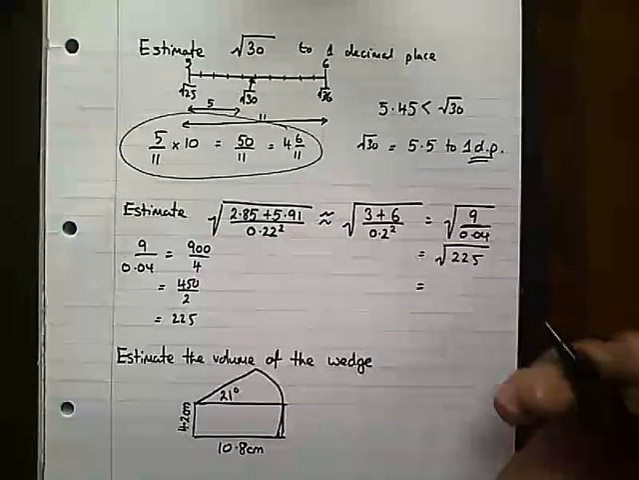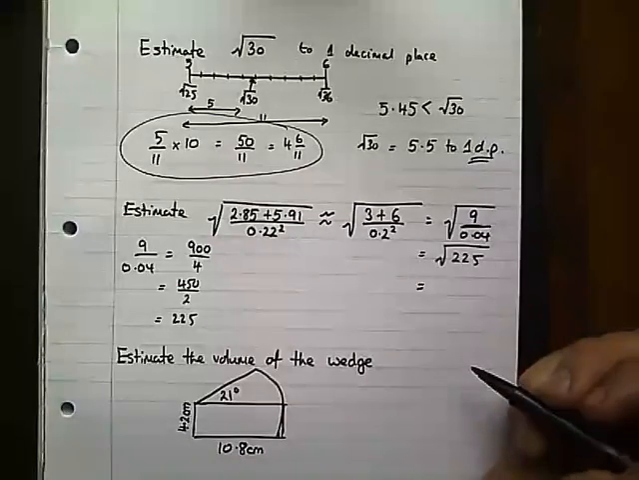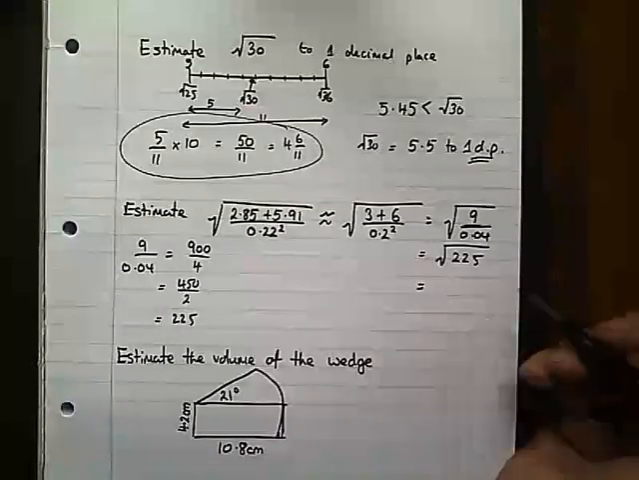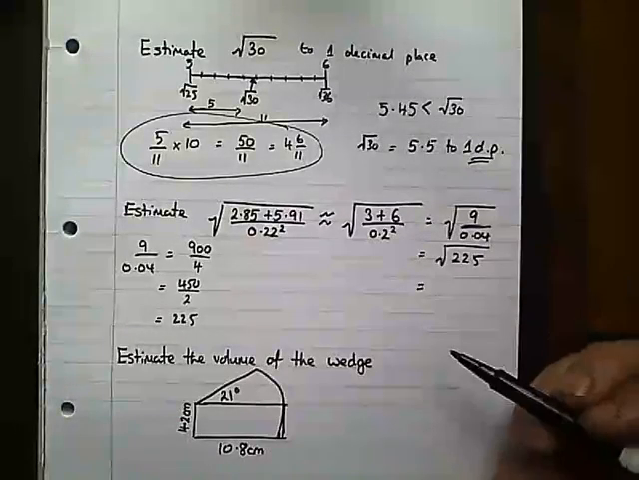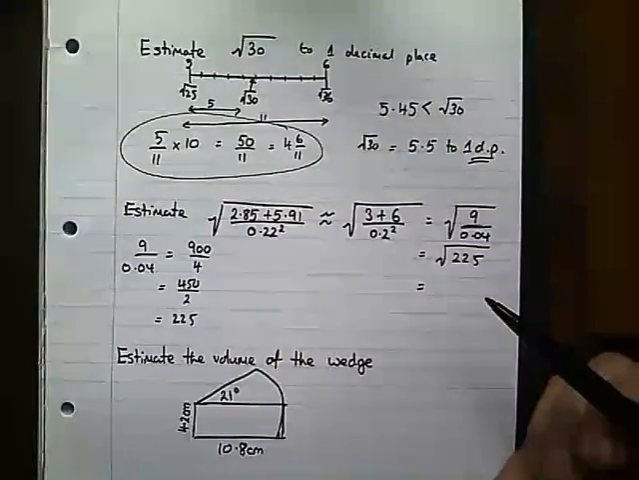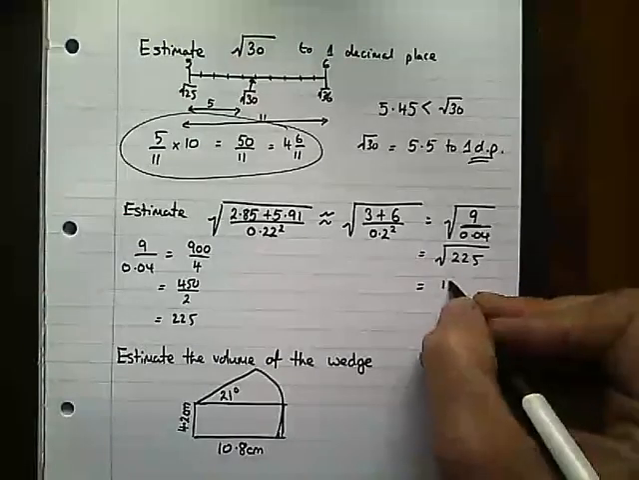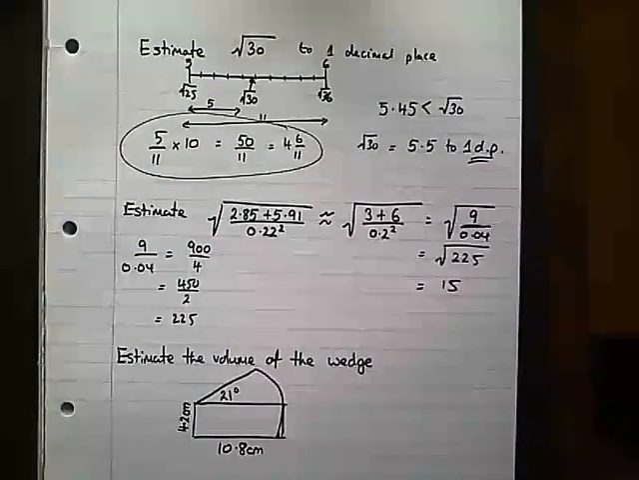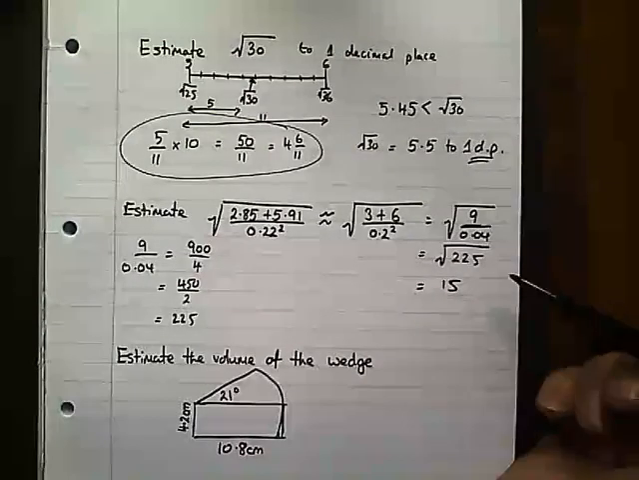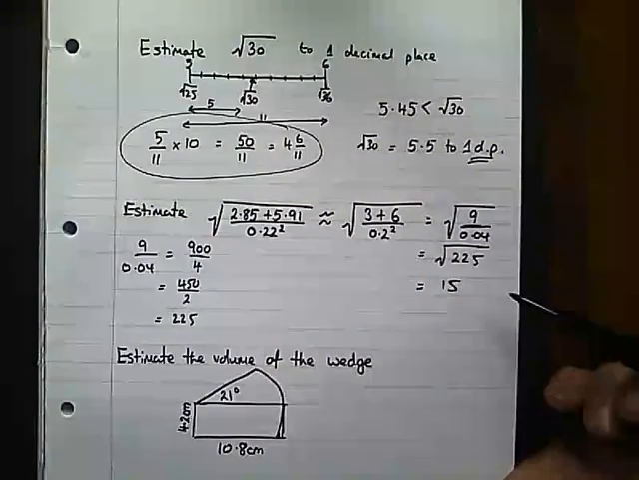And we should know our square numbers by now. If not, we just need to go up and try them out. 10 squared is 100, 11 squared 121, 12 squared 144, 13 squared 169, 14 squared 196, and 15 squared is 225. So the answer is 15. Now you might get asked to decide, basically explain, do you think this is an overestimate or an underestimate?